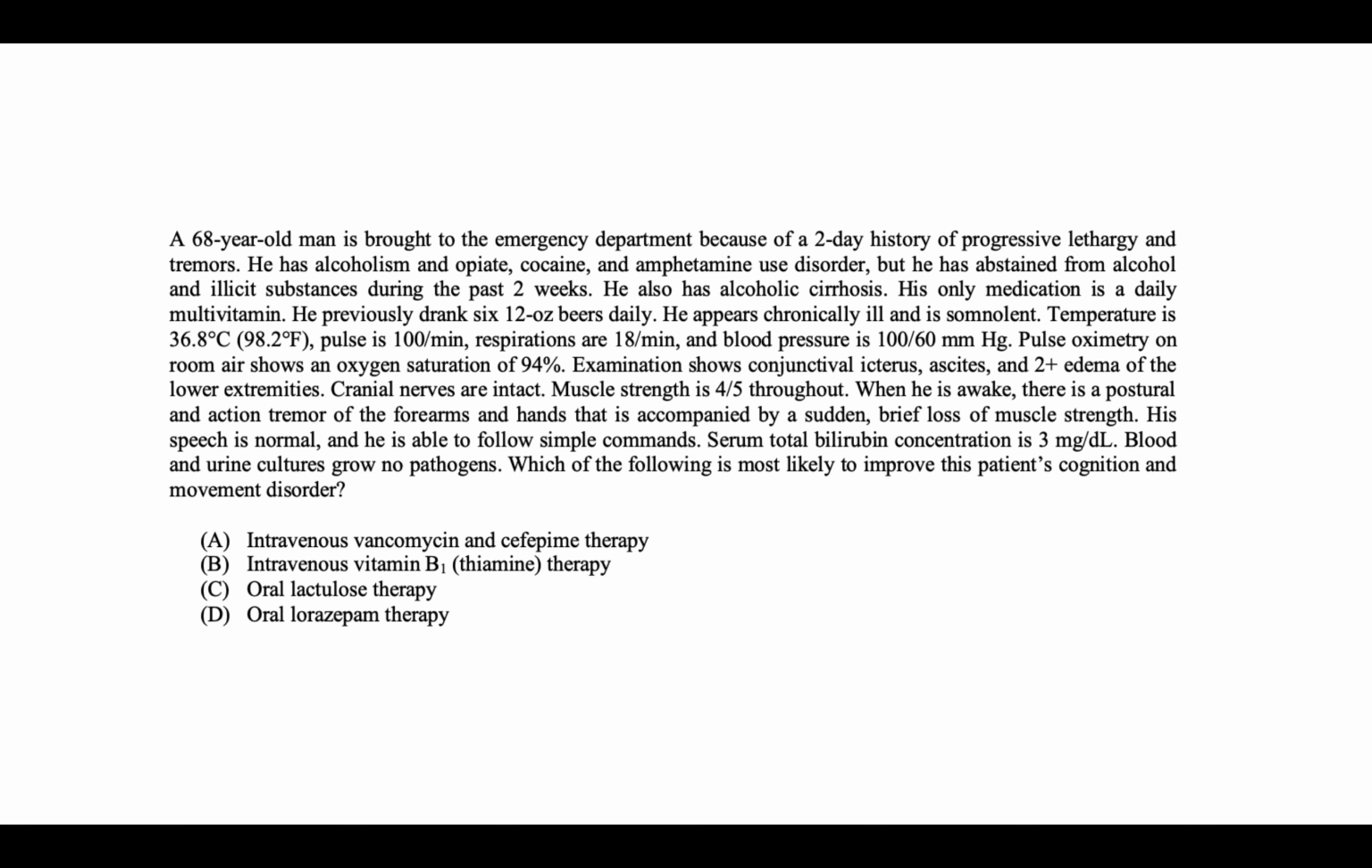His speech is normal, and he is able to follow simple commands. Serum total bilirubin concentration is 3. Okay, so this is kind of backing up the fact that, hey, this guy's got liver cirrhosis. So kind of just another data point for us. Blood and urine cultures grow no pathogens, so they're trying to sell to us that, hey, there's no infection that we see currently, and we probably would agree with that, there's no fever, although his heart rate's a little high. So which of the following is the most likely to improve the patient's cognition and movement disorder?